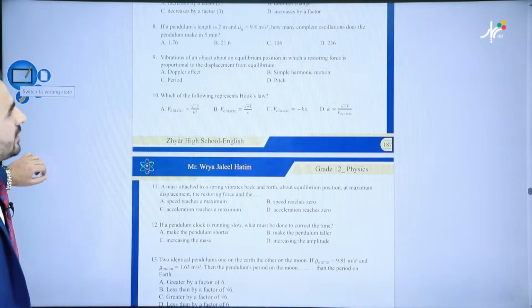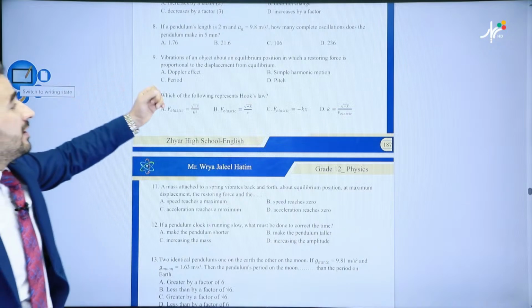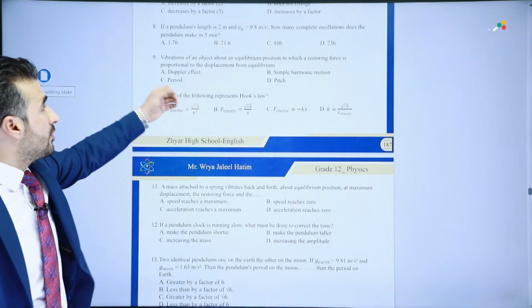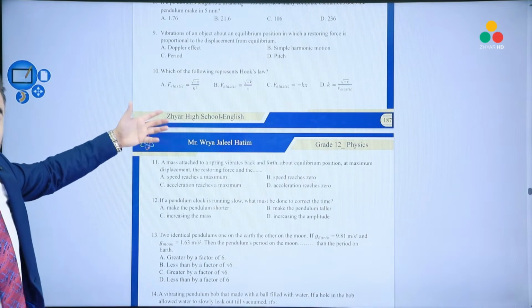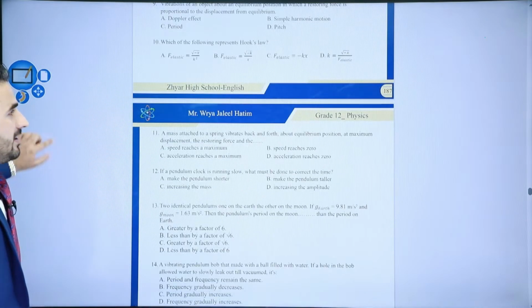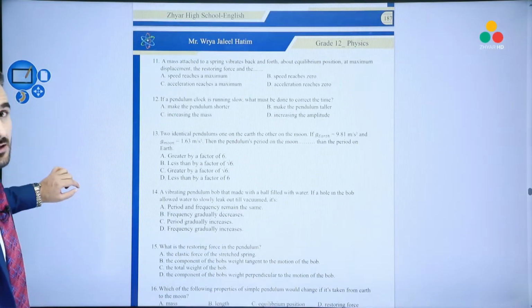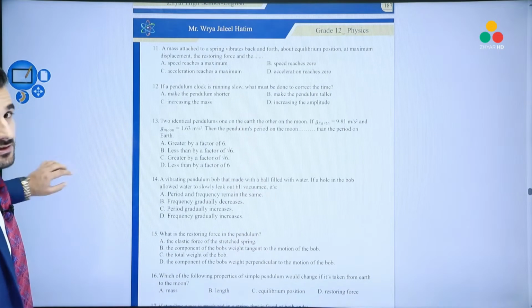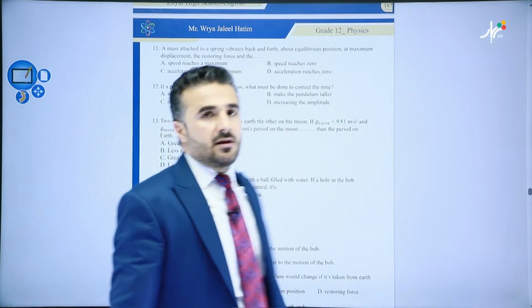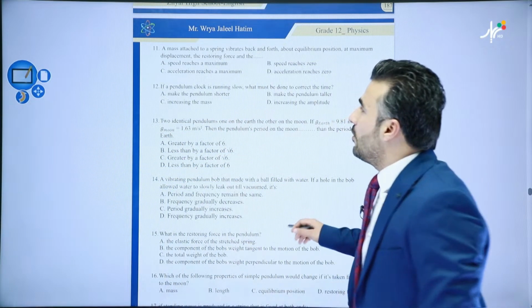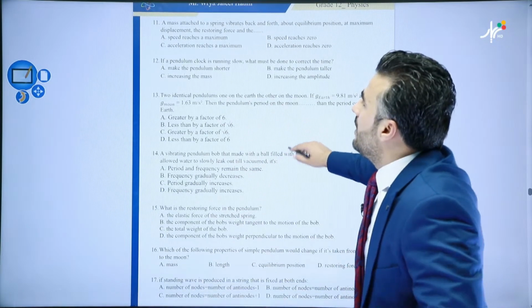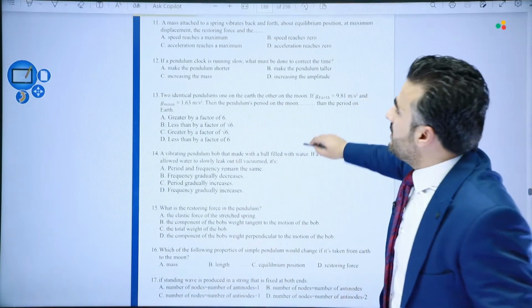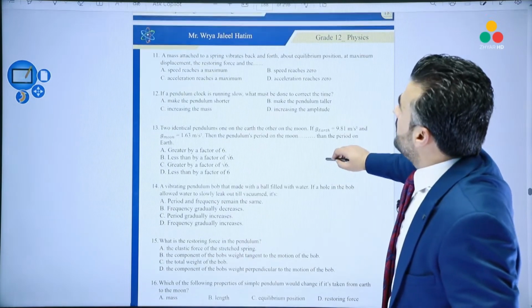This is vibration of an object about the equilibrium position in which the restoring force is proportional to the displacement. In the earlier part of this video lesson, we did talk about this one. I don't want to tell you the answer, but we said it is the component of a force, or simple harmonic motion. Now, the mass is attached to a spring; these are easy.